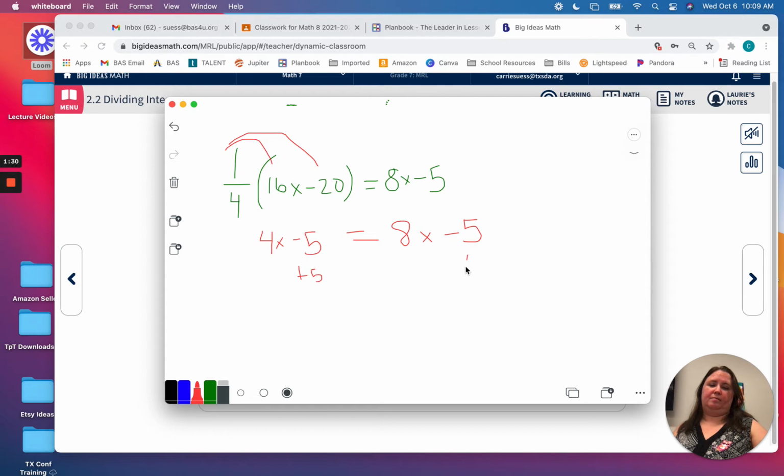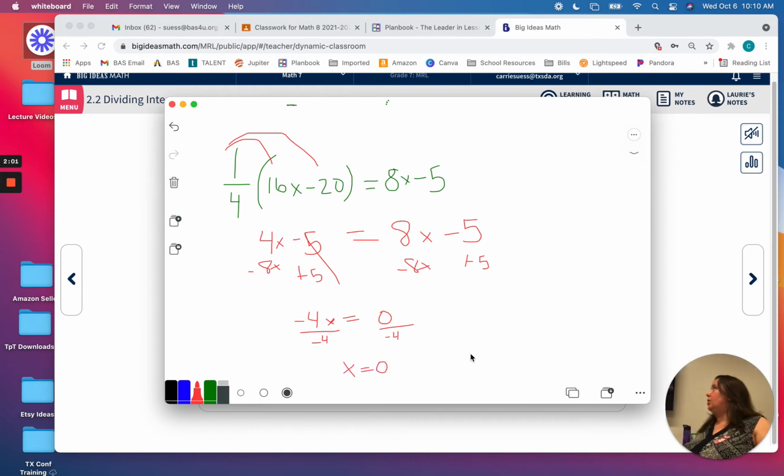Add 5 over here. Okay, so that means I'm going to move the 8x over there, so subtract 8x. I do it all in one step. You don't have to, but I do. So then I get, what's 4x minus 8x? Negative 4x. Negative 4x equals 0. Okay, and then x by itself, I divide by negative 4. X equals, what's 0 divided by negative 4? 0. Okay, so how many solutions does this give you? 1. Because I came up with x equaling a number. Yes, it's 0, but that's still an answer.